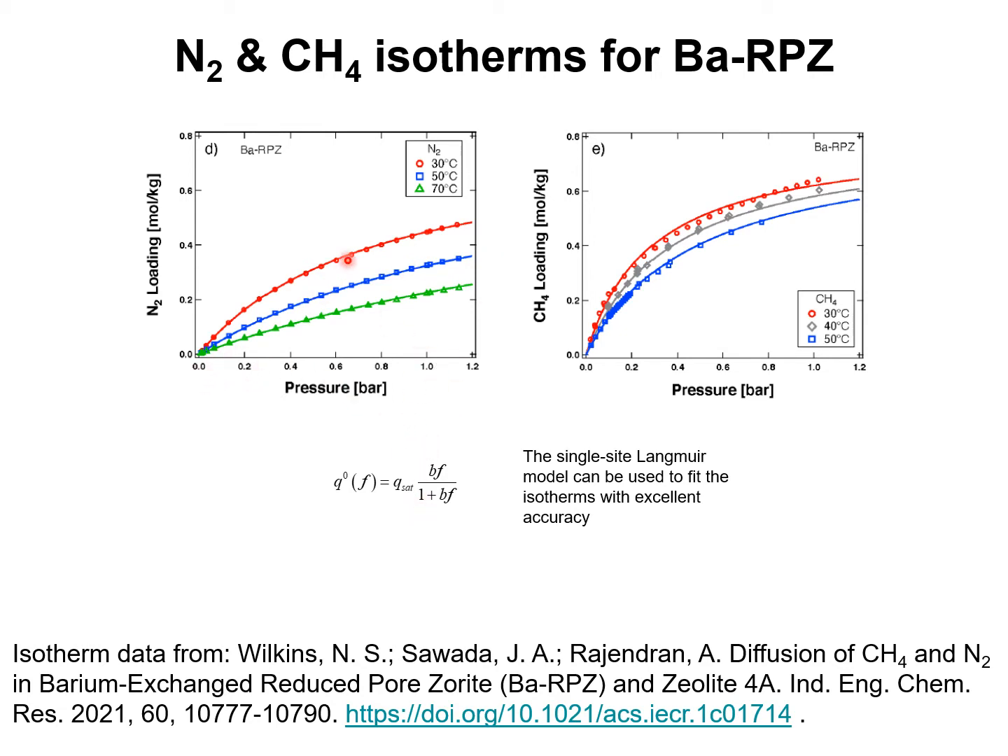For each of the guest species, the isotherms are measured at 3 different temperatures: 30 degrees Celsius, 50 degrees Celsius, and 70 degrees Celsius for nitrogen, and 30 degrees Celsius, 40 degrees Celsius, and 50 degrees Celsius for methane. Even visual inspection of the experimental data would suggest that for both guest species, the single-site Langmuir model is appropriate. And let's see how the data can be fitted and the isosteric heat of adsorption can be determined from the set of experimental data.